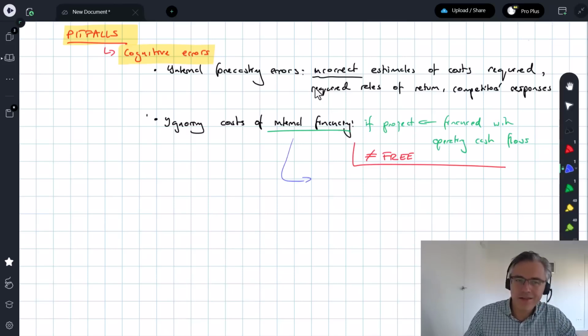If you're using internal funding, that's funding that could have just as well been used to pay investors a dividend or do a share buyback, so do something for the shareholders.